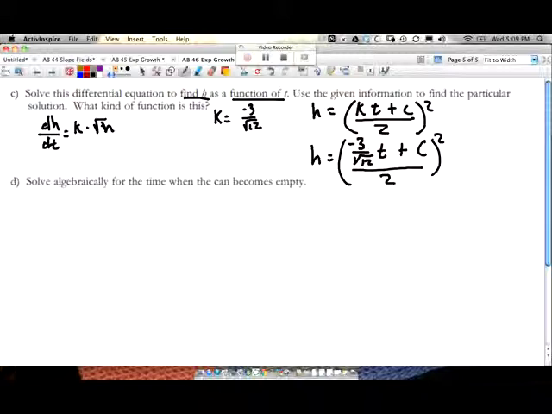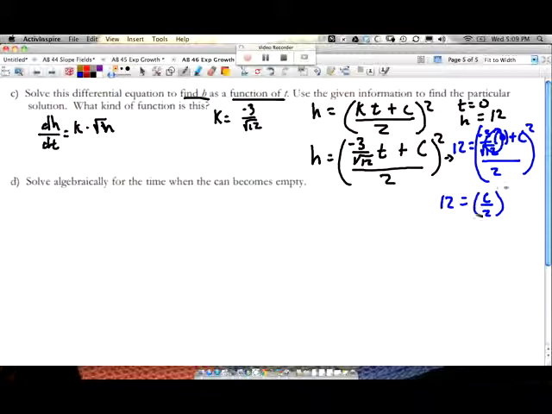Well, I know that when t equals 0, h equals, what was it, 12? There we go. So let's work with that. Using this information, let's plug this in: 12 equals negative 3 over square root of 12 times 0 plus c, divided by 2, squared. So this term here is 0. That goes away. So we got 12 equals c over 2 squared.